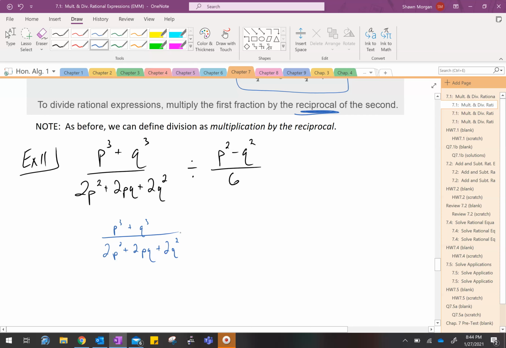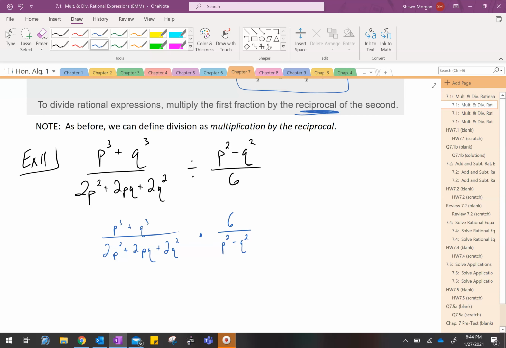Notice I have not moved that first fraction. I left it alone. And then I'm going to change it to a multiplication sign. I'm going to flip the second fraction. Now it's going to be 6 on top, P squared minus Q squared on the bottom. Now, I can go ahead and start factoring everything.